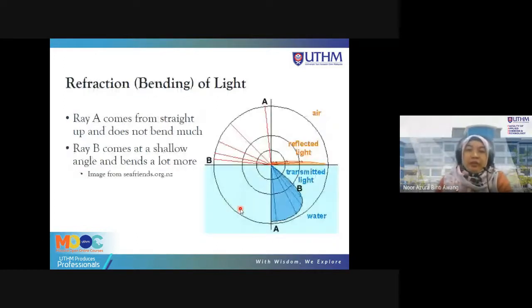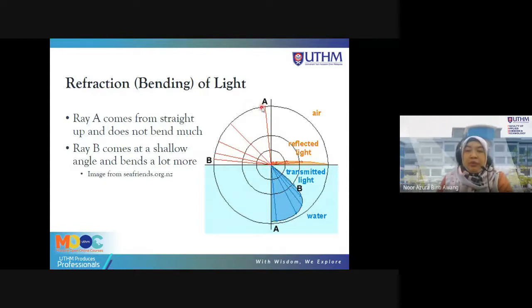We also have the light's bending. Ray A comes from straight up and does not bend much. Ray B here comes at a shallow angle and bends a lot more. So from here you can see we have a reflected light and a transmitted light. When we move the propagation of light from A to B, from A there will be a transmitted light, and we can see the reflected light.